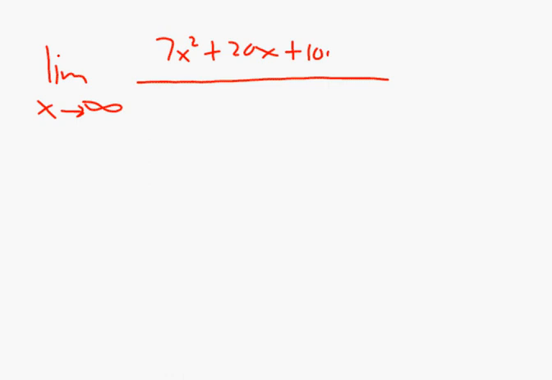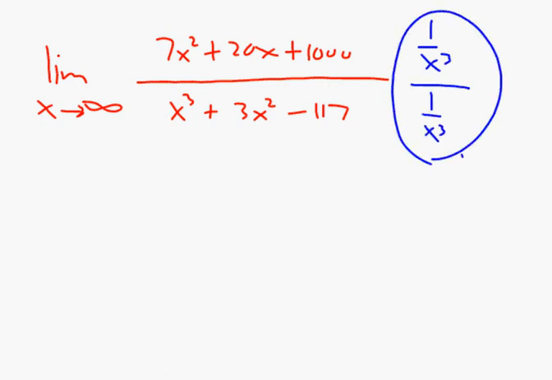So let's ask about a new limit. What about the limit as x goes to infinity of, let's say, 7x squared plus 20x plus 100, or 1,000, whatever. And then on the bottom, let's pretend we have this, x cubed plus 3x squared minus 117, my favorite number. So we're going to multiply by 1 again, but this time we're going to multiply by 1 over x cubed. And you might say, why that? Well, because it's the highest power of x I see in the problem.